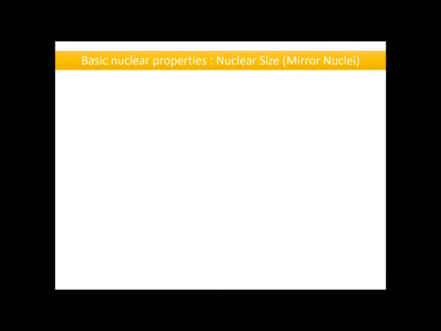Now there are different ways to measure the nuclear size. One of them is using the mirror nuclei concept. So what is a mirror nuclei? Two nuclides that have the same mass number, but the number of protons in one is equal to the number of neutrons in the other, are mirror nuclei. For example, 11 boron and 11 carbon. Here we see that 11 boron has 5 protons and 6 neutrons, whereas 11 carbon has 6 protons and 5 neutrons. So it is a mirror nuclei.